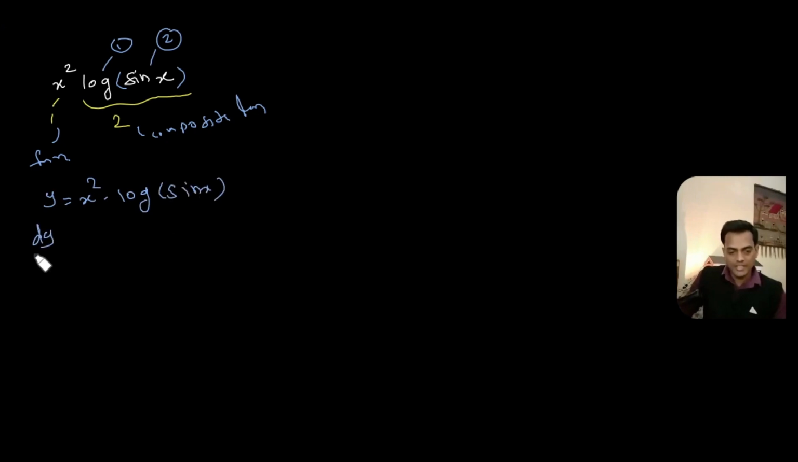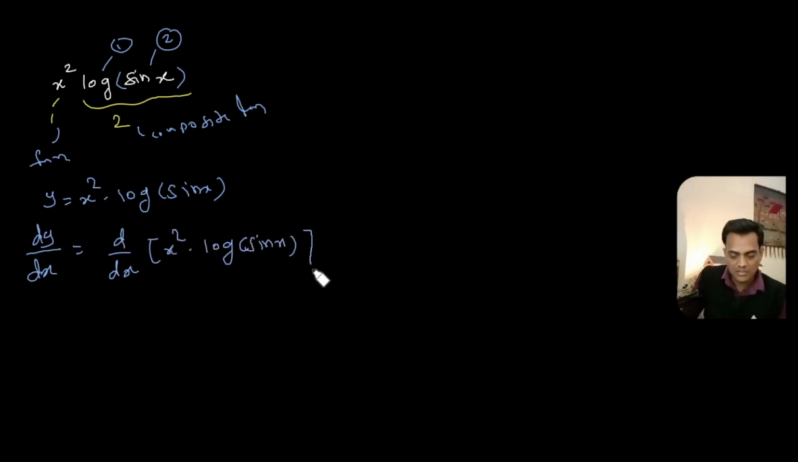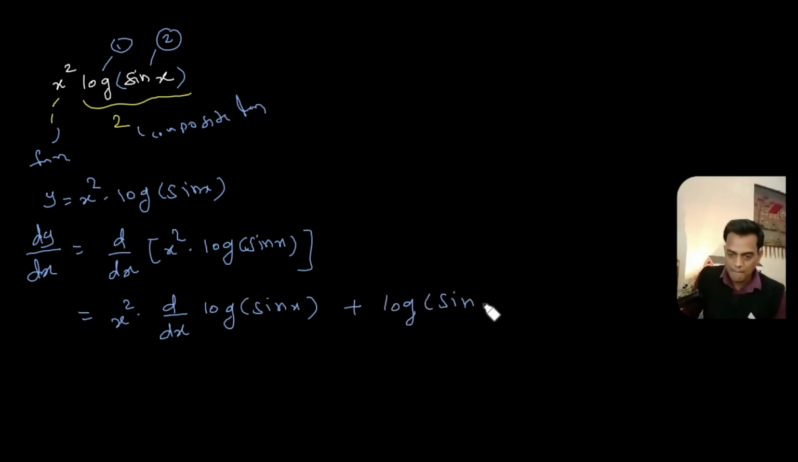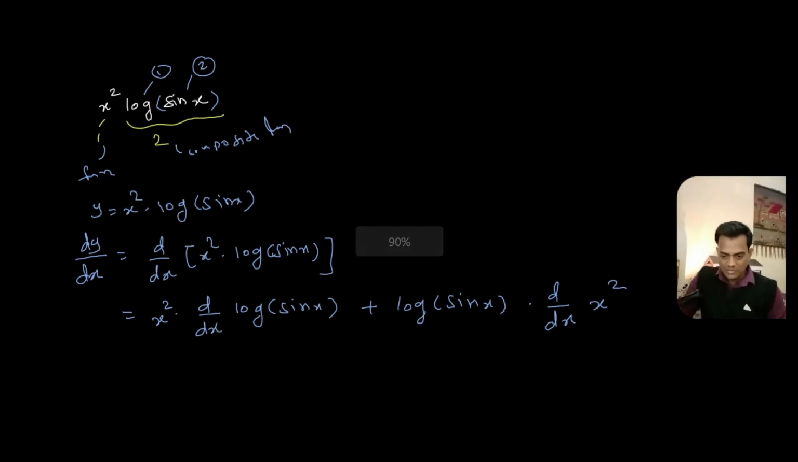We have to take the derivative on both sides. The derivative of this product term, x square into log of sine of x, is the first function as it is into the derivative of the second term, plus the second function as it is into the derivative of the first term. That's all. It is solved now. We just have to work out the solution. So let's try to solve this.